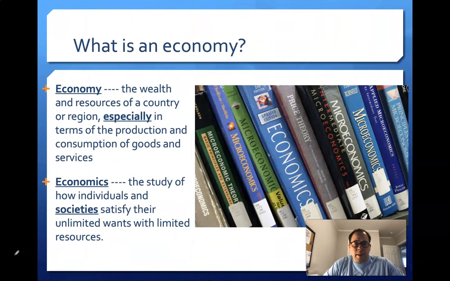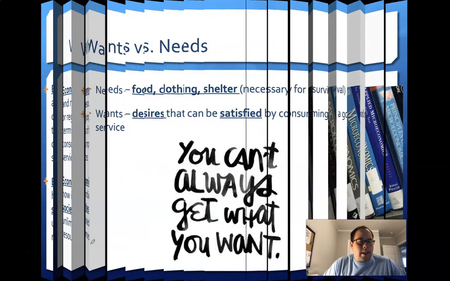What is an economy? An economy, in the textbook definition, is the wealth and resources of a country or region, especially in terms of production and consumption of goods and services. When we study economics, we're really looking at how individuals and societies satisfy their unlimited wants with limited resources. Everything on our earth has some limit. So economics is looking at how people balance wanting everything with the limited amount of resources we have on the planet. That's what we're going to look at today.